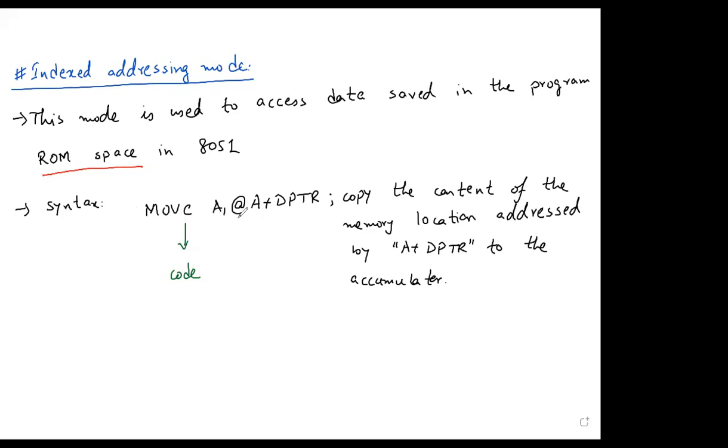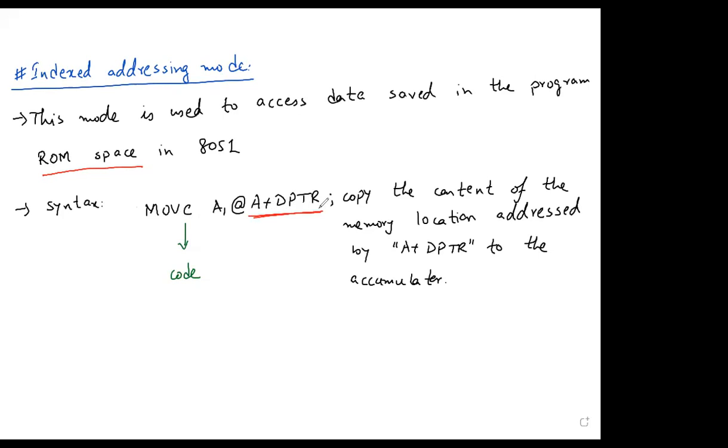Now look at the syntax. You will always move the data into register A, the accumulator. Instead of this A, you cannot use any other register. Then when you write @A+DPTR, they combined store the address of the location from where you are trying to fetch the data.